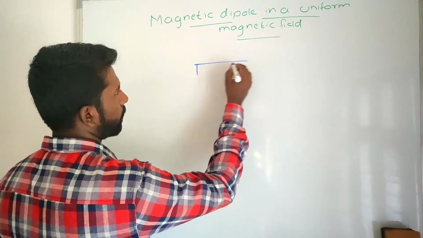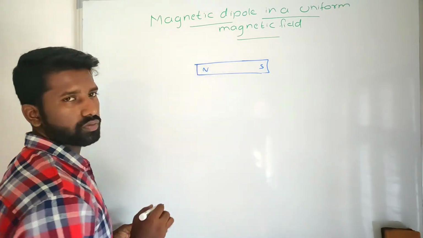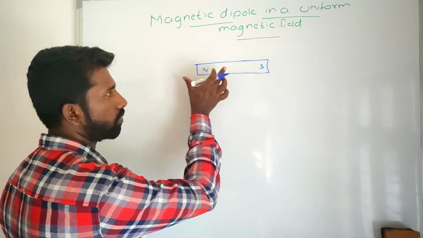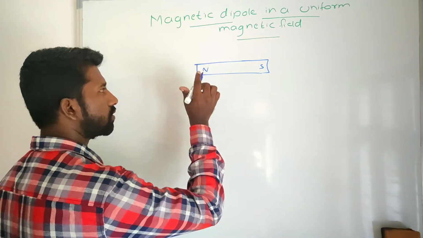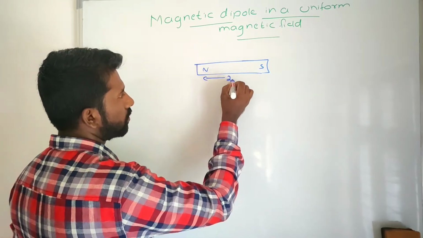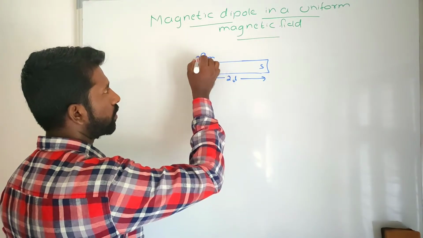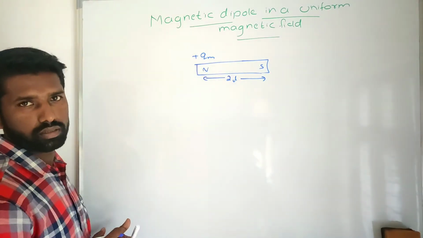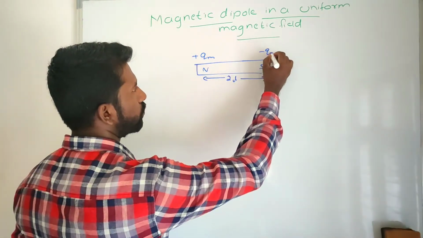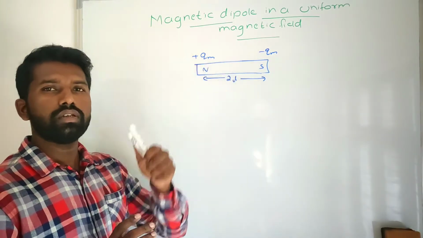You see, this is a bar magnet. North pole is one end and the south pole is the other end. These two poles are separated by a small distance. So we can consider this bar magnet as a magnetic dipole. Consider the distance between the poles is 2L, and plus Qm is the magnetic pole strength of the north pole and minus Qm is the magnetic pole strength of the south pole.